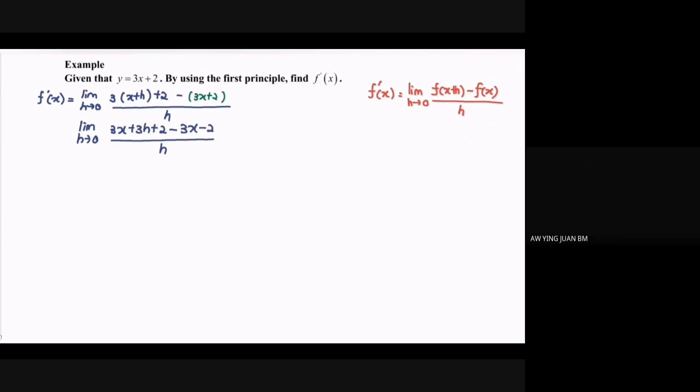Next, we simplify, where 3x minus 3x cancels and 2 minus 2 cancels. So finally, we will have the limit as h approaches 0 of 3h over h. At the end, we simplify and we will have the limit as h approaches 0 of 3. So f prime x equals the limit as h approaches 0 of the value 3. So finally, f prime x equals 3.